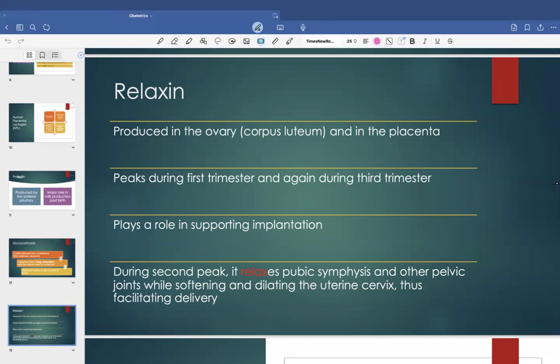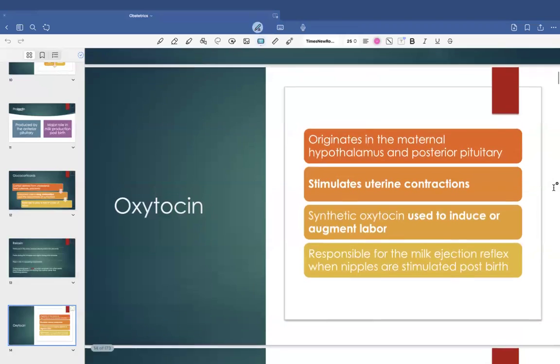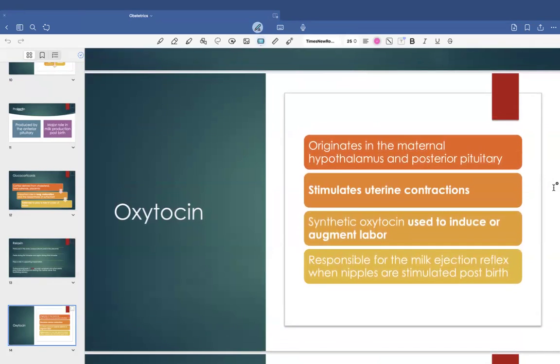Oxytocin. Oxytocin originates in the maternal hypothalamus and posterior pituitary. It stimulates uterine contractions. We use synthetic oxytocin to induce or augment labor. If we need to push a labor forward, then sometimes we'll give mom oxytocin. It's also responsible for the milk ejection reflex when the nipples are stimulated post-birth, because that milk comes off.